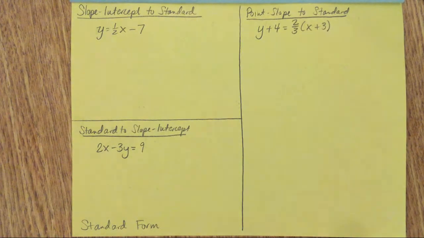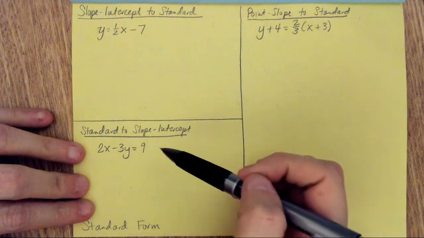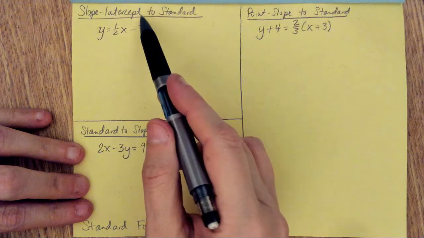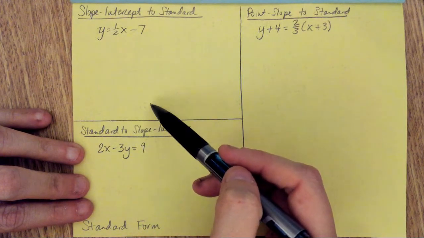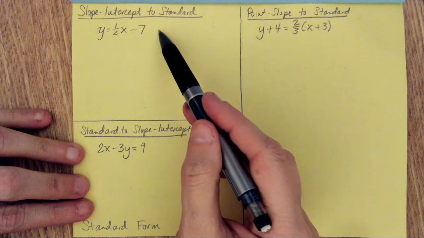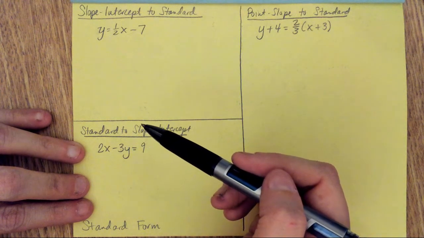So we're going to talk about how to convert between these different forms. There are reasons why you would need to. So for example, let's say you had a graph, and you could write an equation to the graph, but all the answer choices were in standard form. Well, you could convert all 4 answer choices into slope-intercept form, or you could just convert the one you wrote into standard form and find the one that matches it.